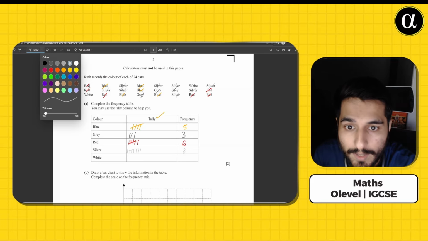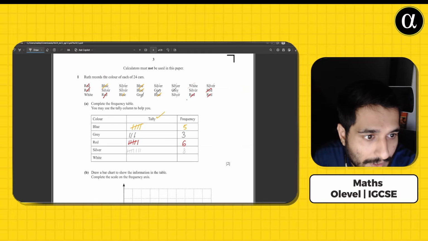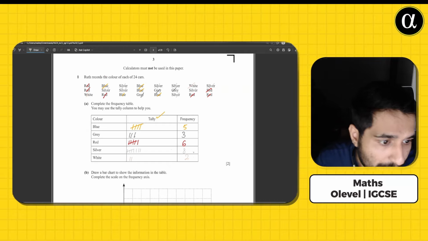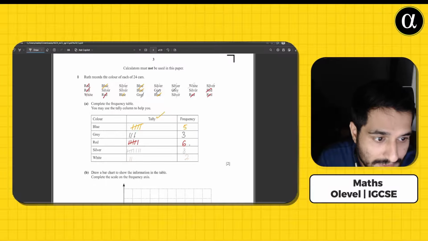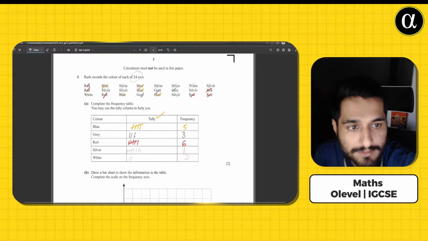How many do we have for white? For white, we can say we have 1 and then 2. Is that it? I believe so. We just say 2, and let's count this for safety. So 8 plus 2, that is 10, 10 plus 6, that is 16, 16 plus 3, that is 19, 19 plus 5, 24. That seems to be correct.